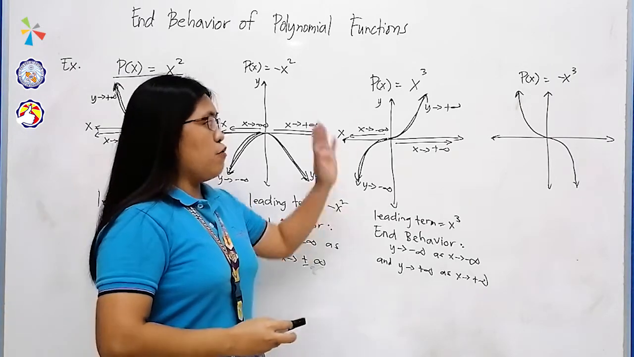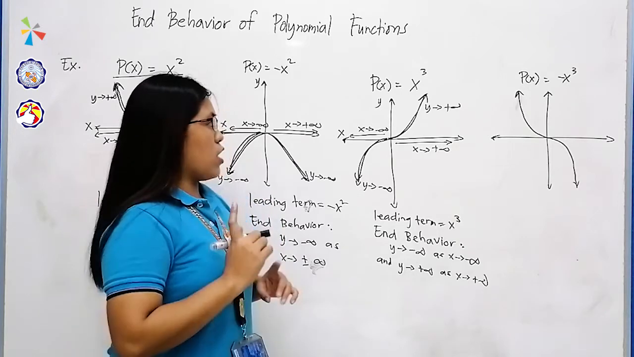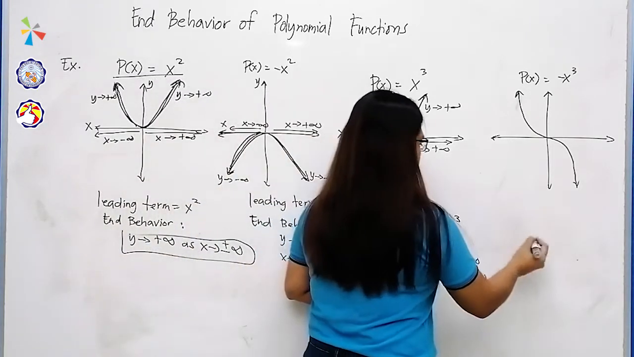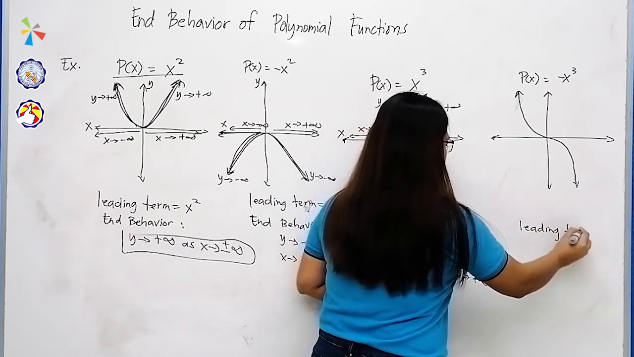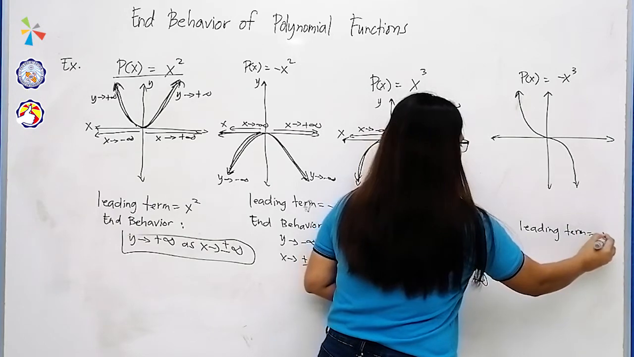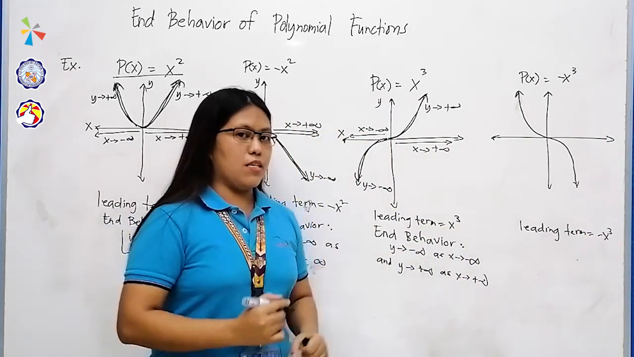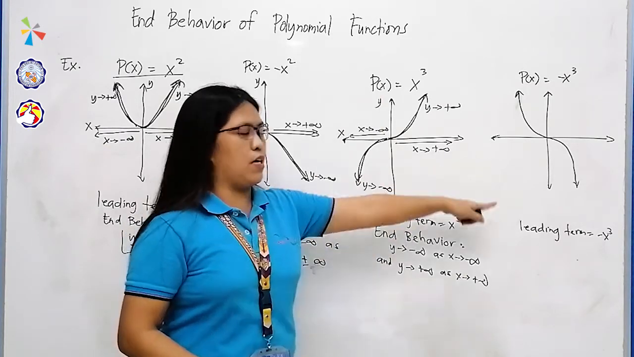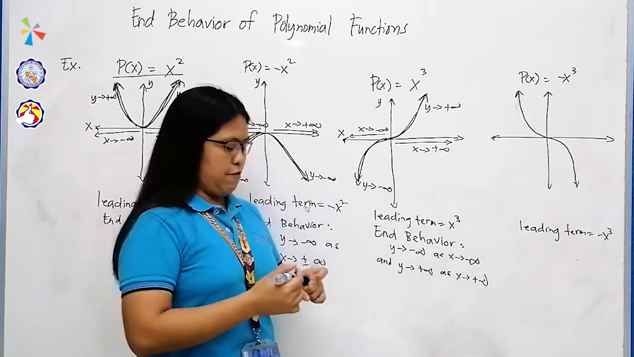For our next example, we still have a cubic function, this time with a negative leading term. The leading term for this one is negative x cubed. So here, same function, x cubed, but a different sign for the leading term. Here, it's positive, and then the other one is negative. See how differently the graph behaves.